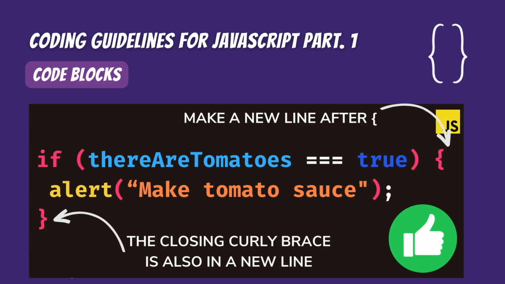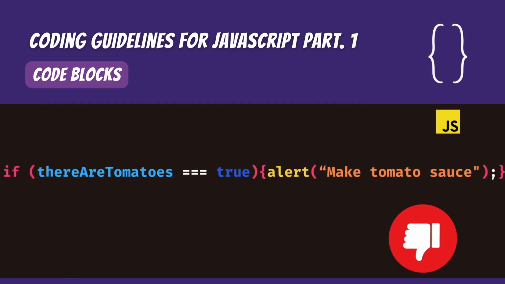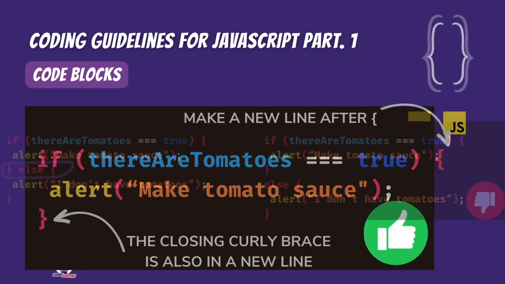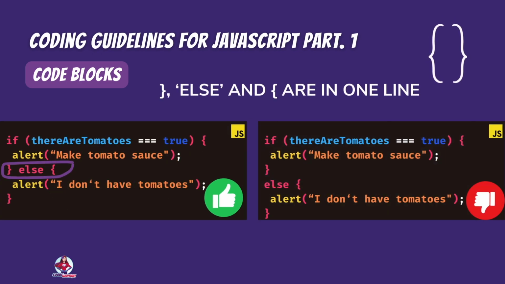Don't put everything on one line. After the opening curly brace, start a new line. The closing curly brace should also be on a new line. For if-else blocks, the else statement and its opening curly brace should be on the same line as the if block's closing brace. Technically, it's not wrong to place it on a new line, but keeping it on the same line is a common practice.